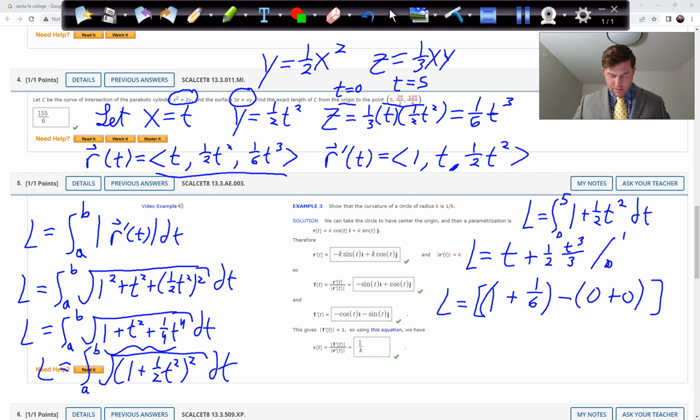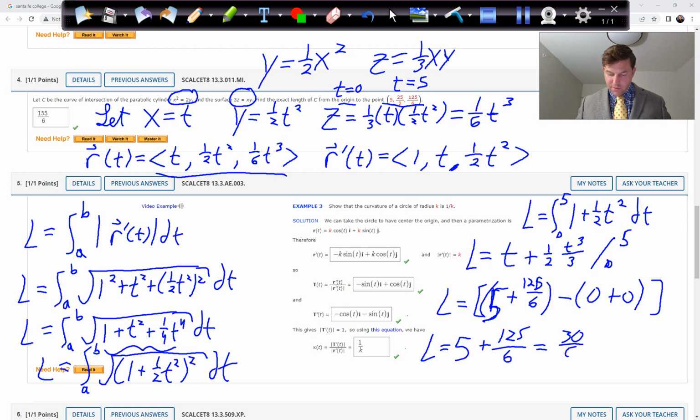So, oh, what am I doing? This is 5, sorry about that. So it's going to be 5 plus 5 cubed, which is 125 over 6. This is a 5, not a 1. And this one's still 0. So you get the length is equal to 5 plus 125 over 6.